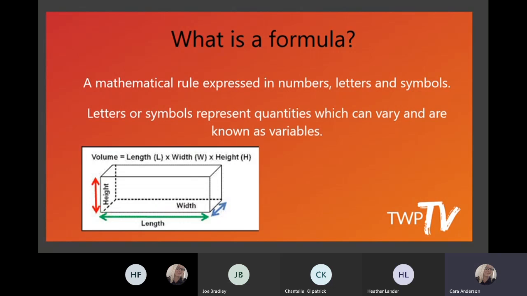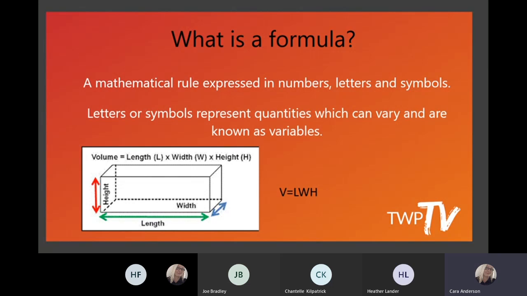So this is an example of how a formula could be written. Your volume equals your length times your width times your height. It could also be written as V = L W H. So they don't always necessarily use the full words. Sometimes they will use letters. If it comes up in an exam, you don't need to panic. You don't need to worry, because they always have to give you the information that you need.